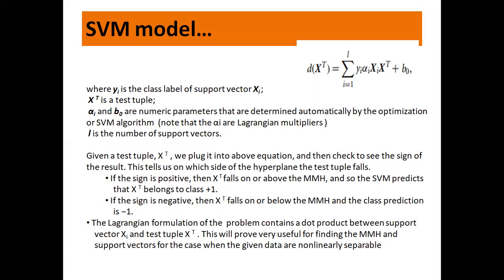The Lagrangian formulation of the problem contains a dot product. You can see here a dot product between the support vector xi and the test tuple xt. This will prove very useful for finding the MMH and support vectors for the case when the given data are non-linearly separable.